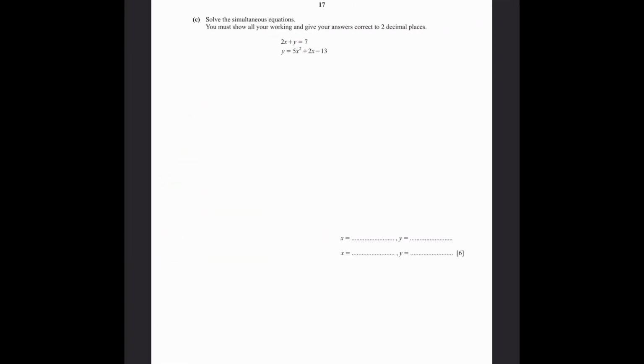Let's go to part C. Solve the simultaneous equations. You must show all your working and give your answers corrected to decimal places. So 2x plus y equals 7. Let's keep that as equation 1, and equation 2 is the second one over there. y equals 5x squared plus 2x minus 13. Now you can rearrange equation 1 to get y equals 7 minus 2x. Let's just name this equation 3.